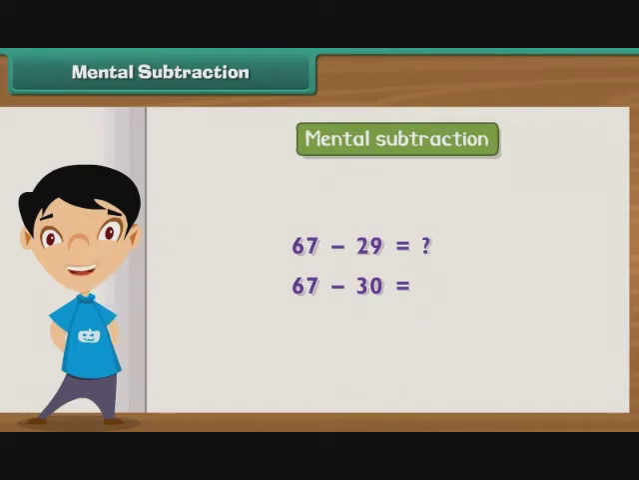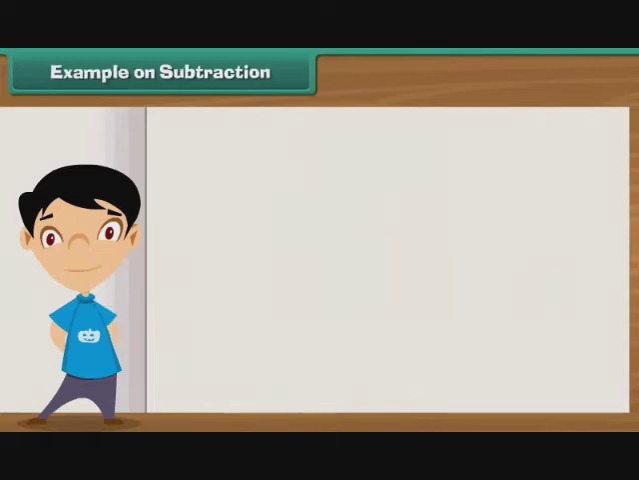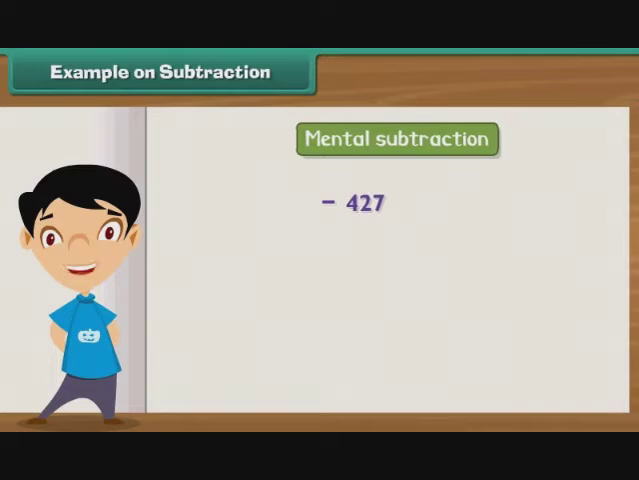The subtraction gives us 37. But we subtracted an additional 1. So we add 1 to the difference. Thus, the result of subtracting 29 from 67 is 38. Let us practice mental subtraction. Subtract 427 from 842. To simplify subtraction, let us convert 427 to 430 and 842 to 840.